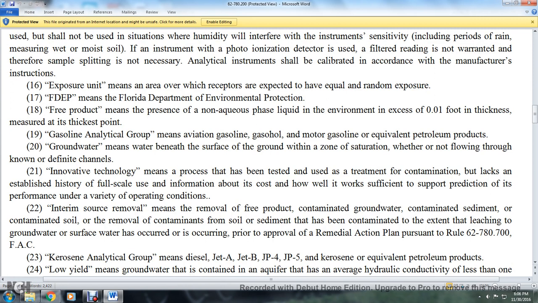Interim source removal means the removal of free product, contaminated groundwater, contaminated sediment, and contaminated soil. It removes the contamination from the soil and sediment to the extent leaching to the groundwater or surface water occurs prior to the remedial action plan pursuant to 62-780.700, Florida Administrative Code. Kerosene analytical group means diesel, Jet A, Jet B, JP4, JP5, kerosene, and equivalent petroleum products.